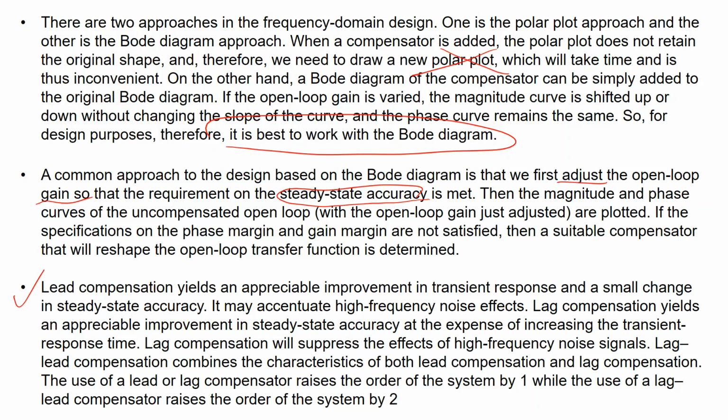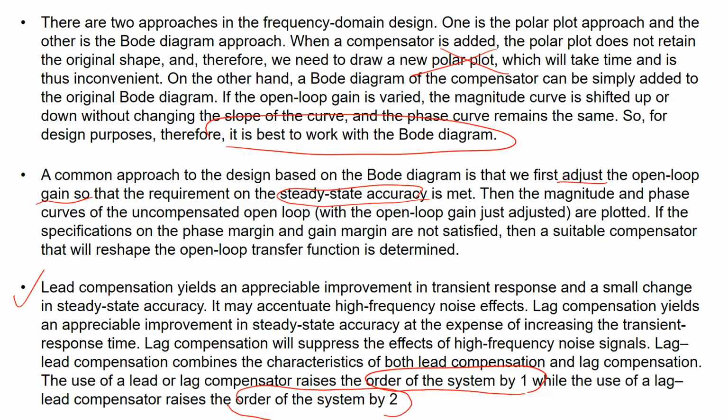Lead-lag has 2 poles and 2 zeros, so it raises the order of the system by 2 instead of 1. So lead or lag only add 1 unit to the system order, but this lead-lag compensator makes the system order go up by 2. And we know that the higher the order of the system, the more complex it is and the more susceptible it is to instability, and it's not really a good thing to add to the order of the system, but sometimes maybe we have to compromise between a 1 and 2 order change to get what we want.